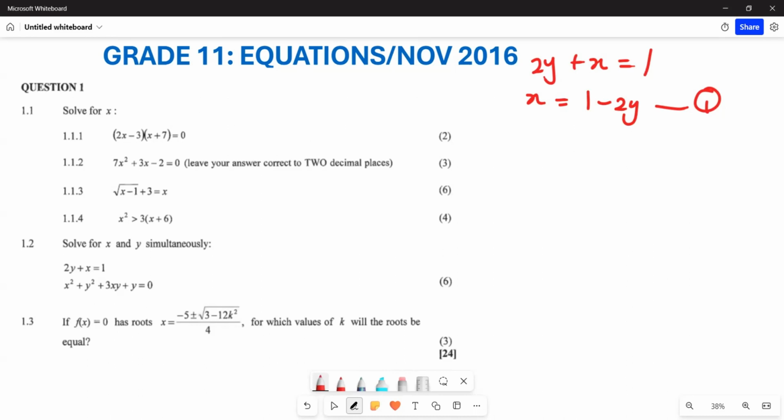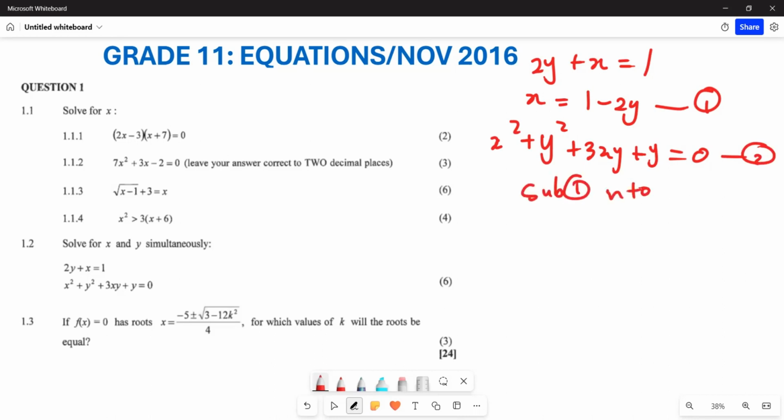The second equation that you are going to have here is x squared plus y squared plus 3xy plus y is equal to 0. So which means here, what are you going to do? You are going to say this is your equation number 2. Then you are going to substitute equation 1 into equation 2. So where there is x, you write 1 subtract 2y. So this is going to be the same as 1 subtract 2y squared plus y squared plus 3.